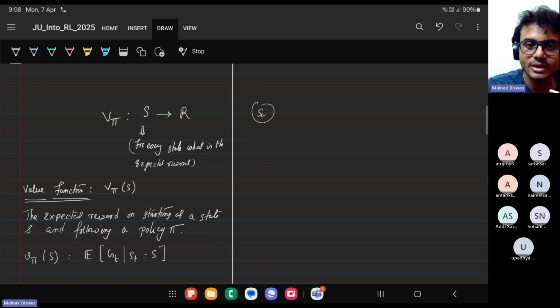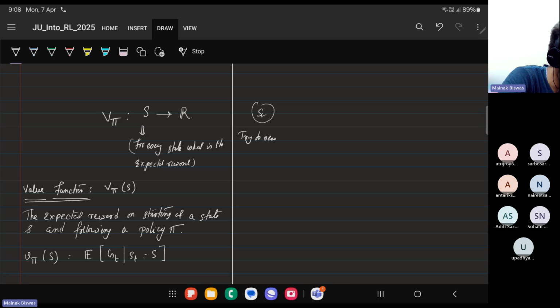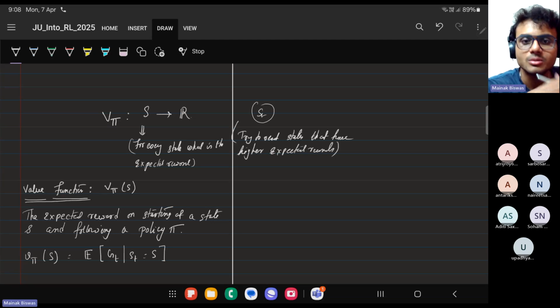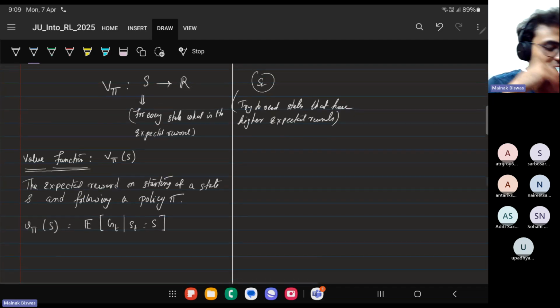So this is one of the states, the expectations you get from a particular state. That's what I'm trying to say. So you try to be in those states. The idea is to try to reach states that have higher expected rewards. That's why all the work you're putting in is because you want to reach better states where your chances of getting higher rewards just increase. You'll find such examples in real life all around you.